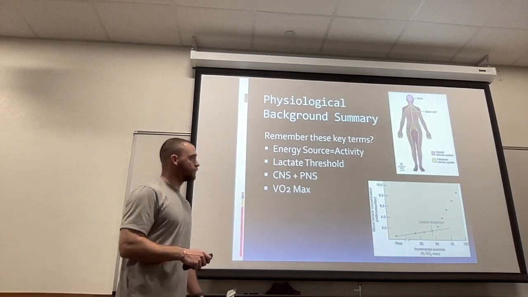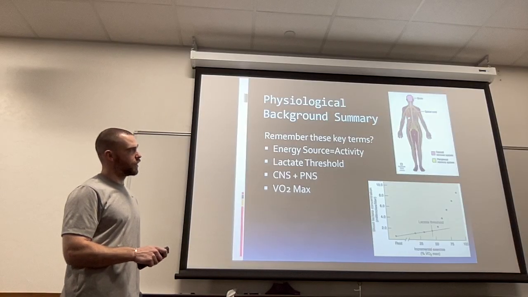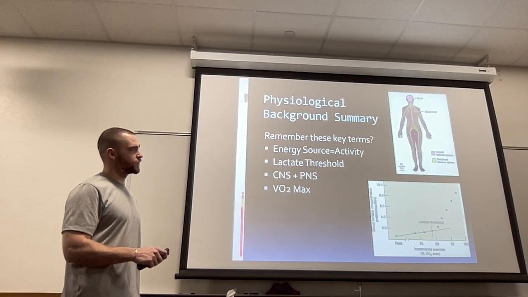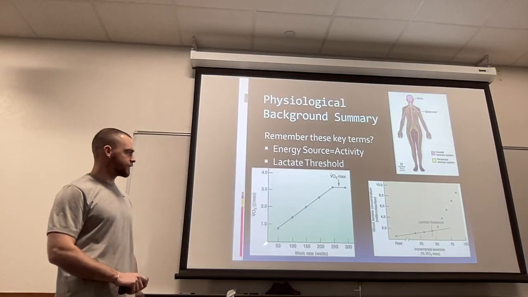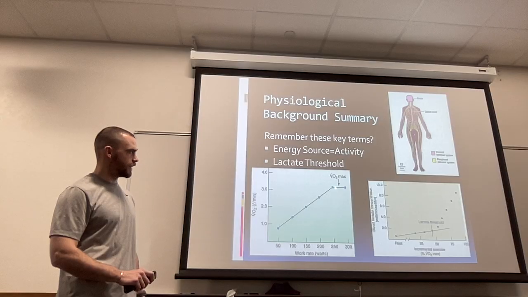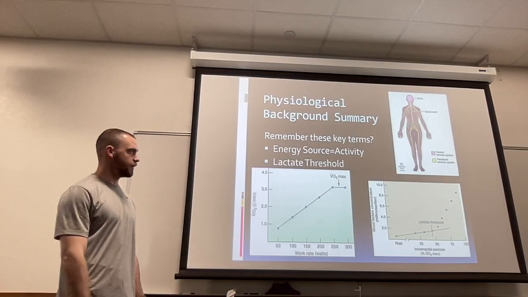Central nervous system and peripheral nervous system. This is just to understand that the central nervous system is your brain and your spinal cord. The peripheral nervous system is everything outside of that. And then your VO2 max, once again, we should understand this. It's where you get to that certain point where you've reached the max oxygen that you can take in.